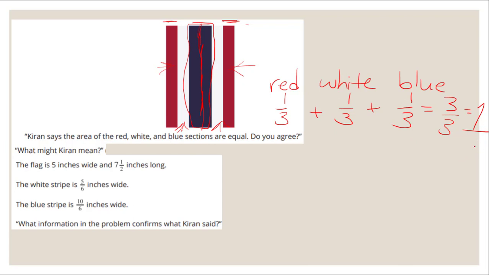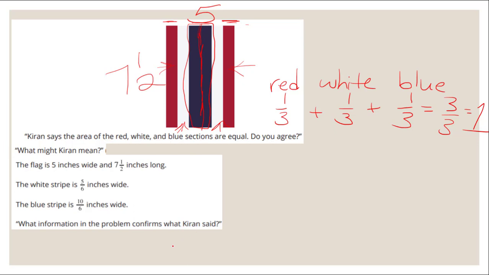So they're all equal. The flag is 5 inches wide and 7.5 inches long. The white stripe is 5/6 inches wide. The blue stripe is 10/6 inches wide. What information in the problem confirms what Kyron said?